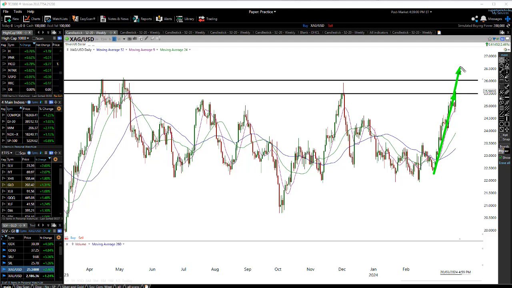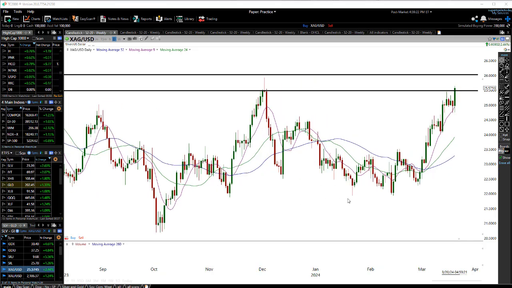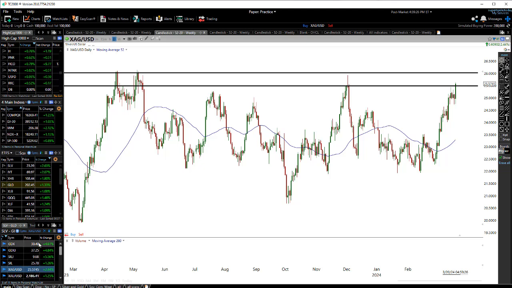So if we do something like this, guys, and we break up above 26, above this resistance level, it's probably going to be some sort of short-term false breakout. Then we get a bit of a drop, and then we may get ready to get going again. Make sense? So that's what I'm seeing there on silver. Let's go look at the mining sector.